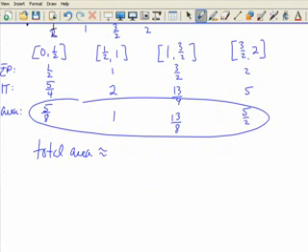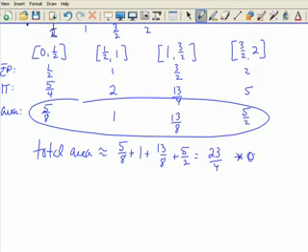would be, and this is an estimate, so I really shouldn't write equals. I know I did in the last example, but I shouldn't. Add 5/8, 1, 13/8, and 5/2, and you get 23/4. This, looking at the picture, it's very, very clear this is an overestimate.